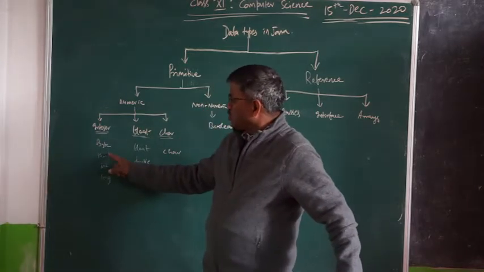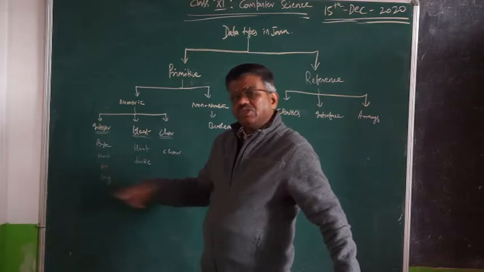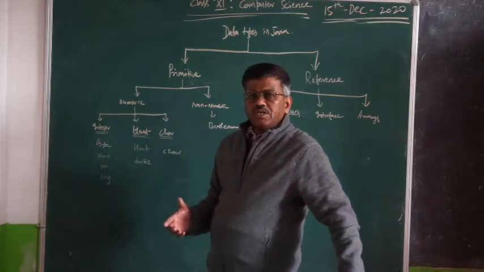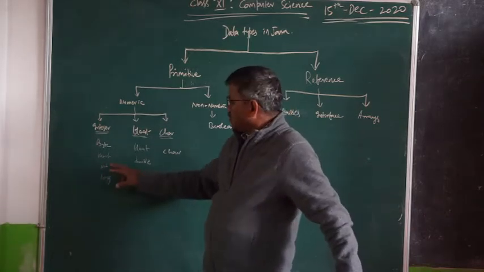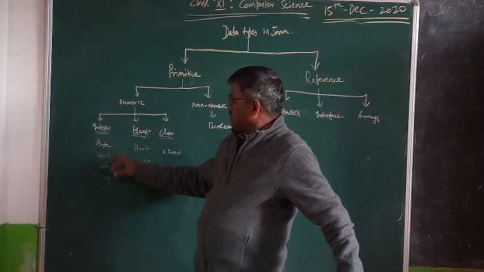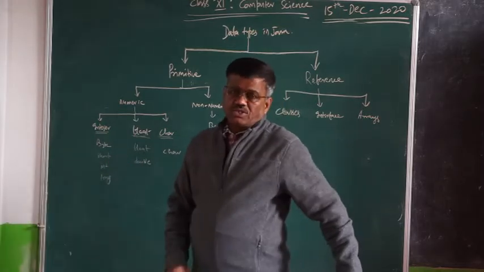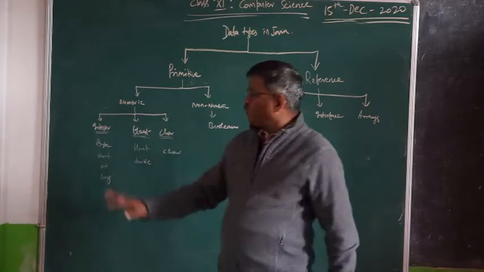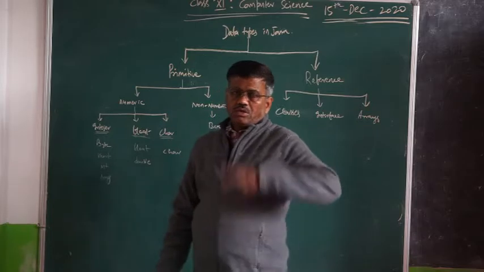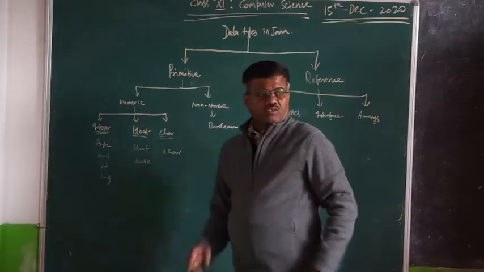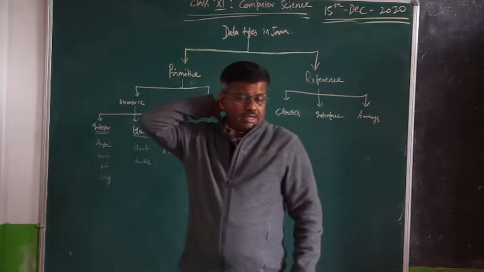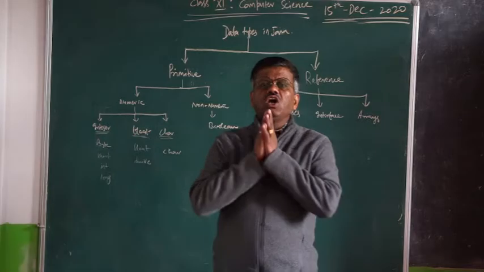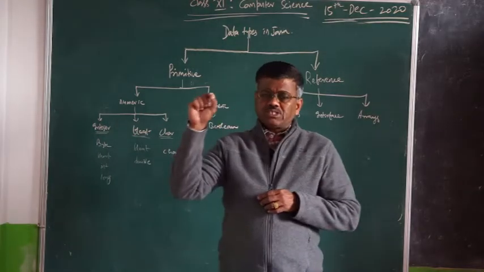Long, I told you; short, I told you. int is the short form of short. It's also an integer. Byte is also an integer type. So among the 8 of them, 4 of them are integer. 2 more are there: one is called float, another one is called double. What is float? It is a number with a decimal point.